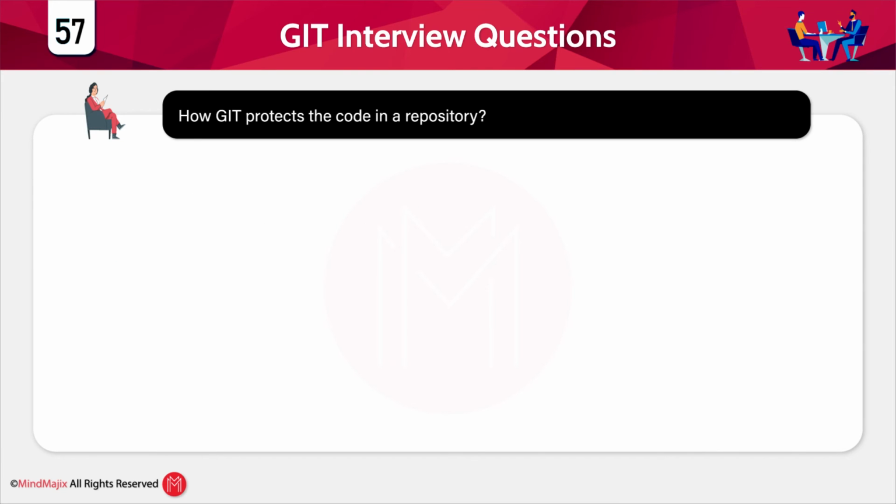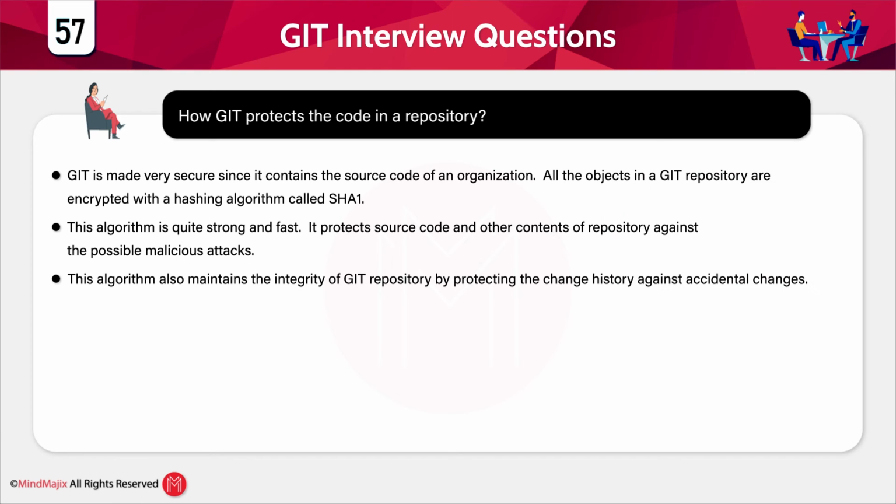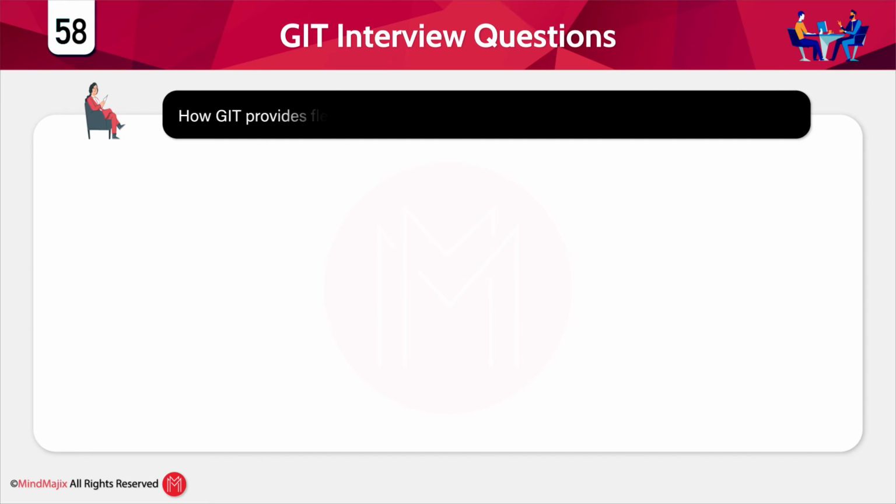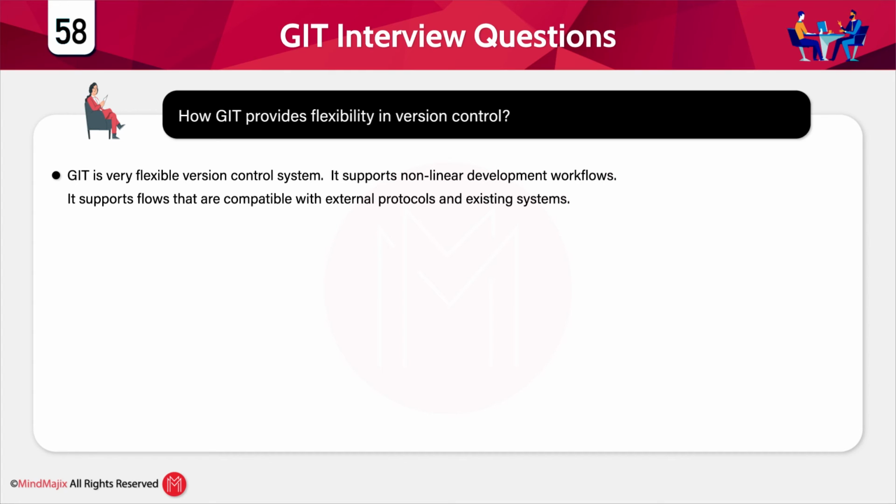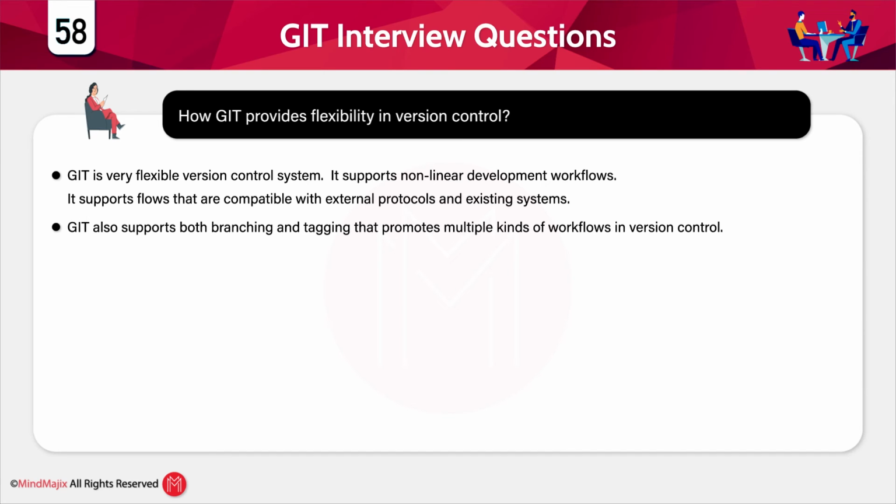How Git protects the code in a repository. It internally uses a SHA algorithm, right? Whatever commits we did will be stored in encrypted form. That's why it secures the database. How Git provides flexibility: Git is a very flexible version control system. It provides non-linear development workflows. It supports flows that are compatible with external protocols and existing systems. Git also supports both branching and tagging, which promotes multiple kinds of workflows in version control.